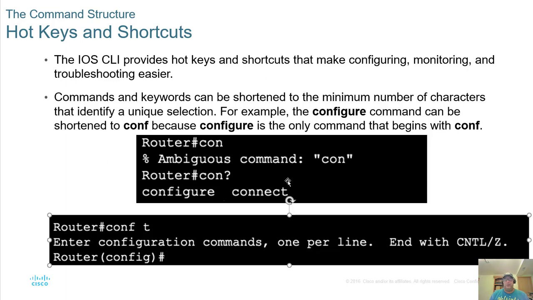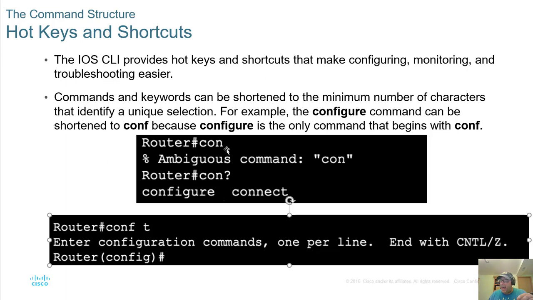For something like configure terminal, there are commands that start with the letters CON. As you can see here, CON, and you get an ambiguous command. But then if you do CON question mark, just as we were talking about in the last slide, it'll show you all the commands that start with CON. So in this case, there are two commands that start with CON, configure and connect. So at this point, if you just typed in CON, the operating system doesn't know if you want to do configure or if you want to do connect. So it errors out. It goes, I don't get it.